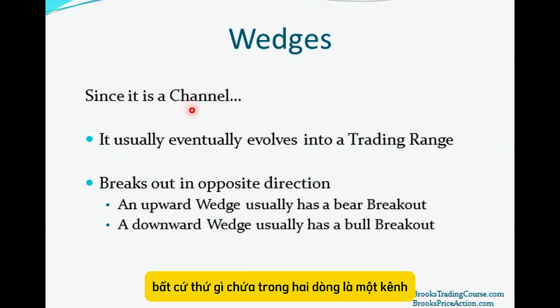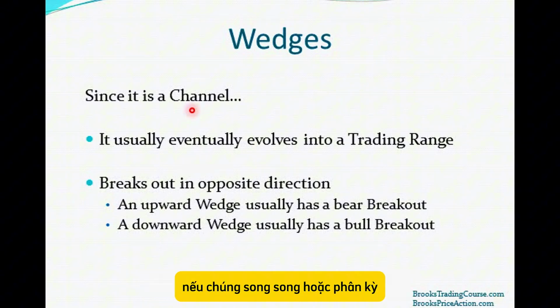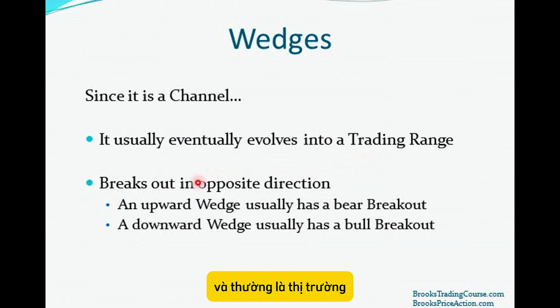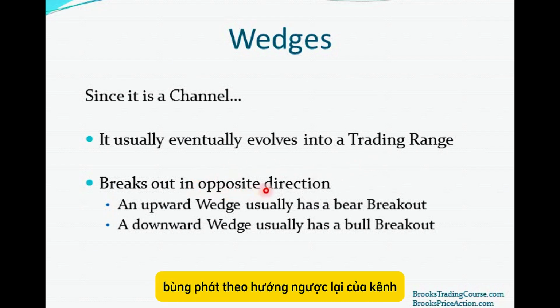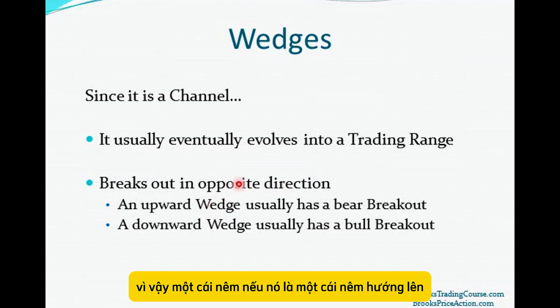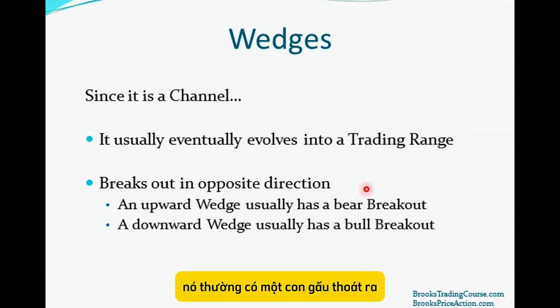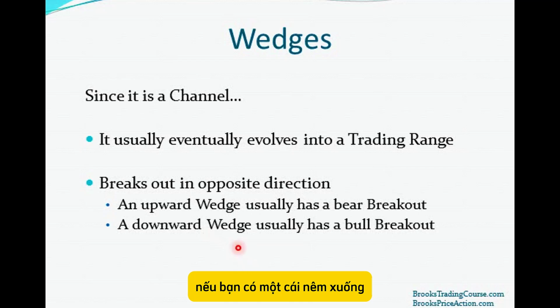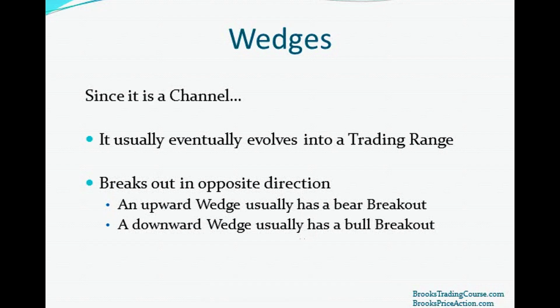Wedges are channels. Anything contained within 2 lines is a channel. It doesn't matter if the lines are converging, if they're parallel or diverging. And like all channels, usually the market will evolve into a trading range. And usually the market breaks out in the opposite direction of the channel. So a wedge, if it's an upward wedge, it usually has a bear breakout, and the upward wedge, upward channel, usually functions as a bear flag, even if it's in a bull trend. If you have a downward wedge, it usually behaves like a bull flag and has a bull breakout.